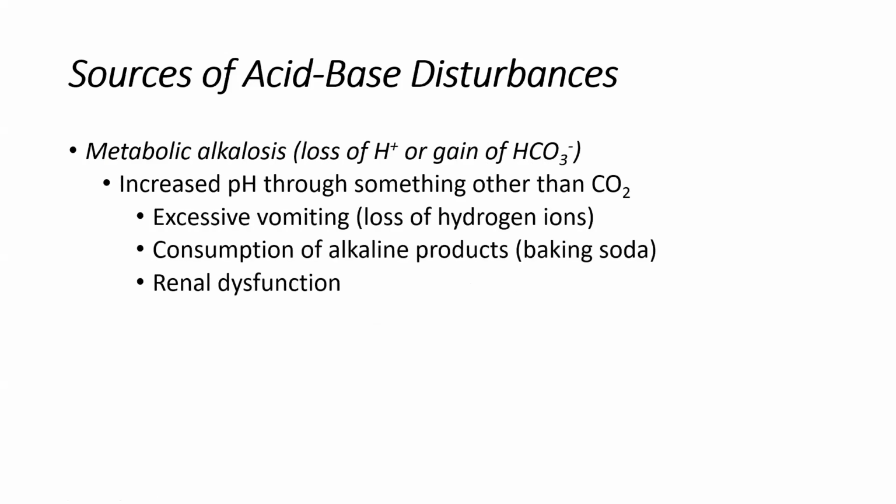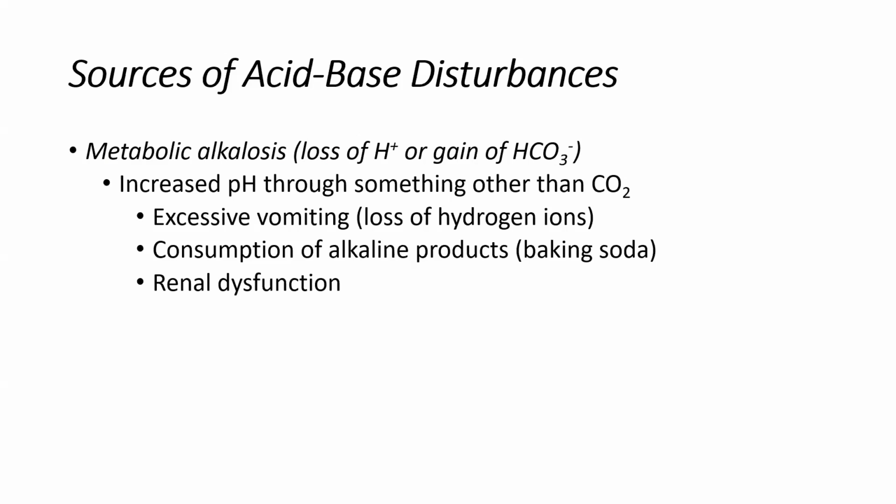We can also talk about a metabolic alkalosis on the opposite end of the spectrum. This is a disorder where we have excess loss of hydrogen ions or gain of bicarbonate ions. So this is happening, again, any way that is creating this disturbance that is not involving the lungs, anything other than the involvement of CO2. This can be excessive vomiting, right? The stomach is holding a lot of acid. A lot of these stomach contents are highly acidic. And so vomiting is a way for us to lose hydrogen ions that can contribute to a metabolic alkalosis.